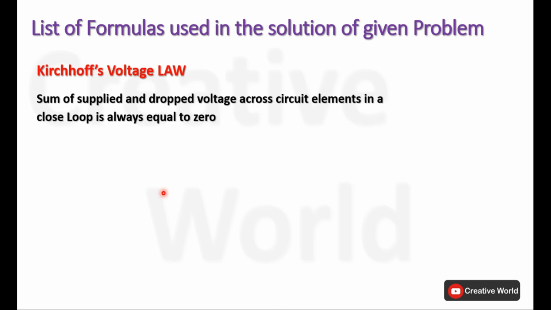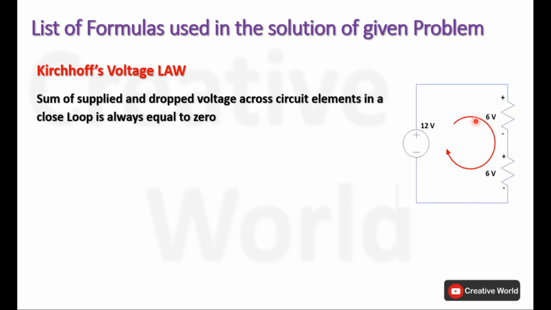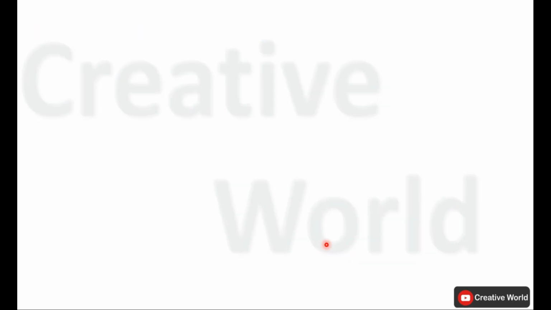This law states that the sum of supplied and dropped voltage across circuit elements in a closed loop is always zero. According to this law, the cumulative supplied and dropped voltage in a closed loop is always zero. Now move towards the problem.